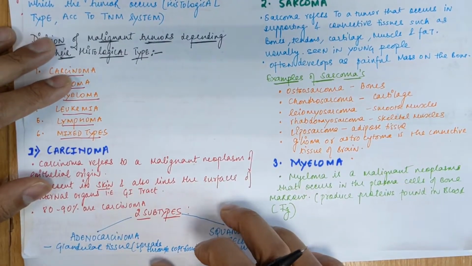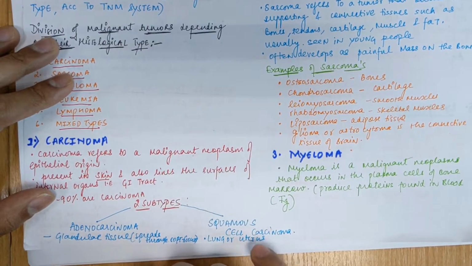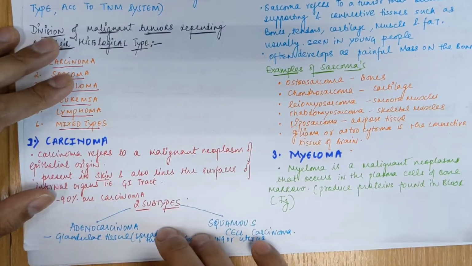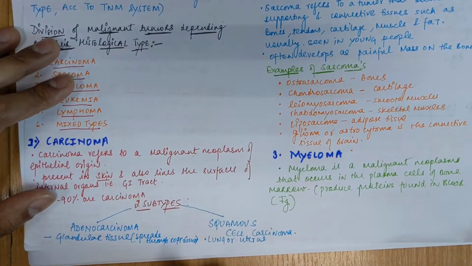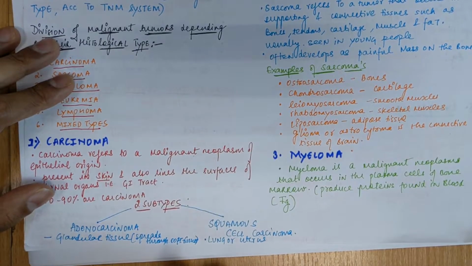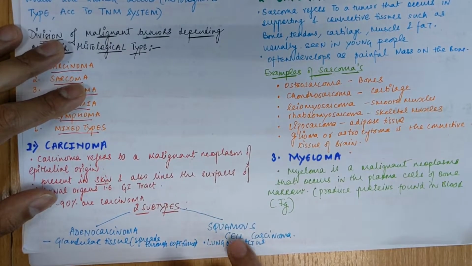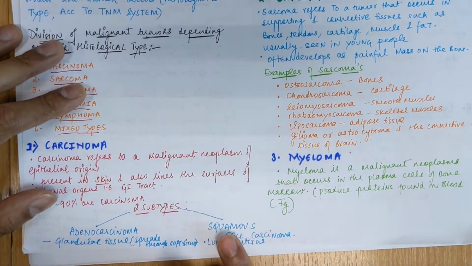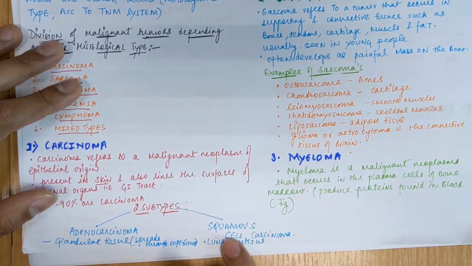Now we have 2 subtypes of carcinoma: adenocarcinoma and squamous cell carcinoma. So these are the carcinomas on the basis of histological type. Adenocarcinoma relates to glandular tissues, and it can develop from any type of gland present in the body. Squamous cell carcinomas occur in the squamous epithelium, which is present in the lungs and uterus. So the organs which have this epithelial or histological variation can develop this type of carcinoma.